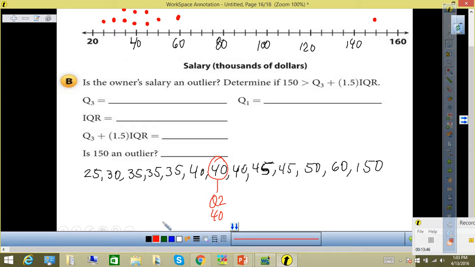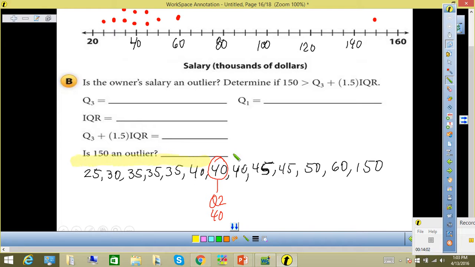All right. Yeah, on your paper. Yeah, you have all these numbers on your paper, right? So now that we have Q2, it divided our data into 2 sections. The lower section, which is this one, and the upper section, which is this one. So now from the lower section, we can identify Q1. Is that correct? Okay. Identify Q1, please. And once you're done with that, identify Q3.